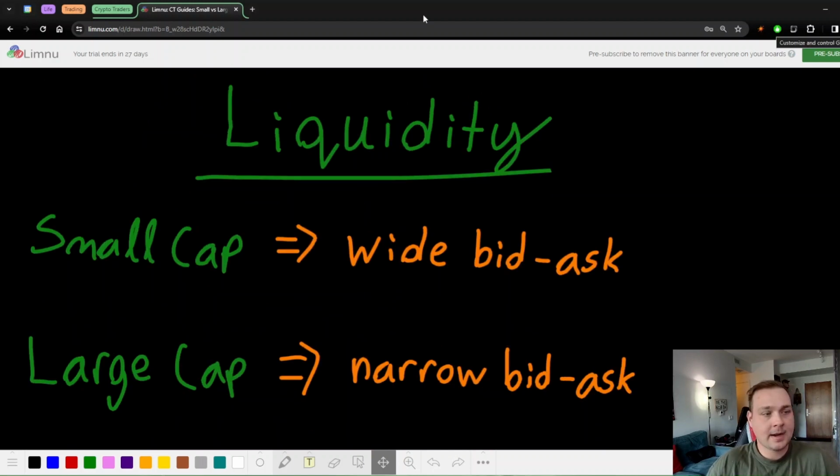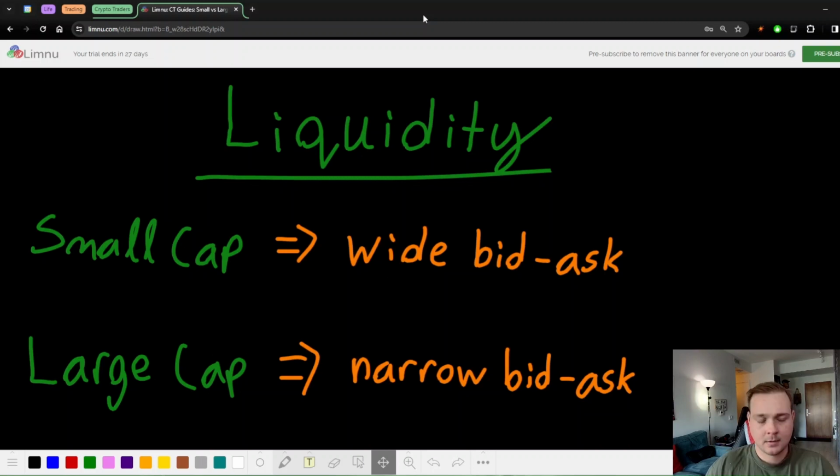Liquidity can be lower for a small cap token. This can result in a wider bid-ask spread and slippage when executing a trade. Basically, that means there are going to be fewer buyers and sellers in the market at any given price, so a market order can be executed at a much different price than originally expected. So when you're trading small cap tokens, I would definitely recommend using limit orders to protect yourself in thinly traded markets.